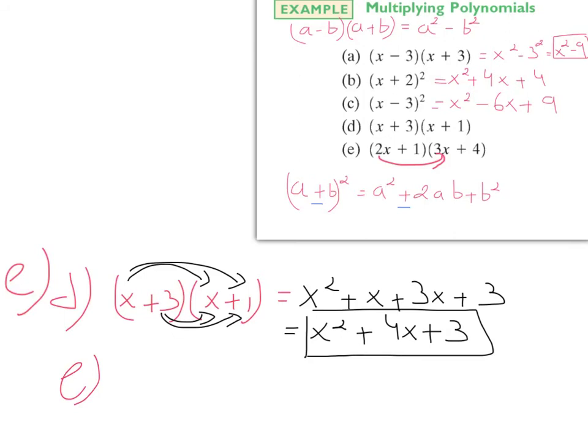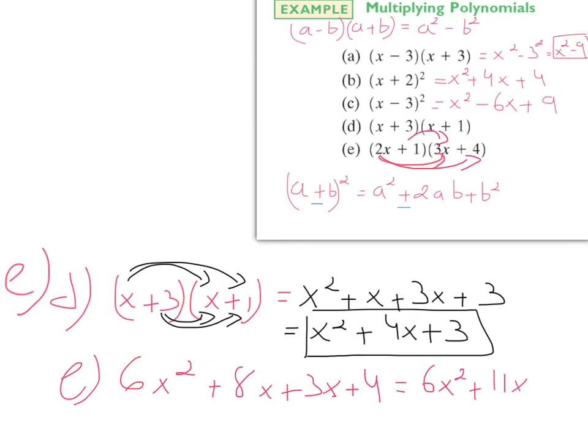So we got 2x times 3x and 2x times 4. Now, 2x times 3x is 6x squared. And 2x times 4 is 8x. 1 times 3x is 3x. And 1 times 4 is 4. And that equals 6x squared plus 11x plus 4. And that's the final answer. Okay.